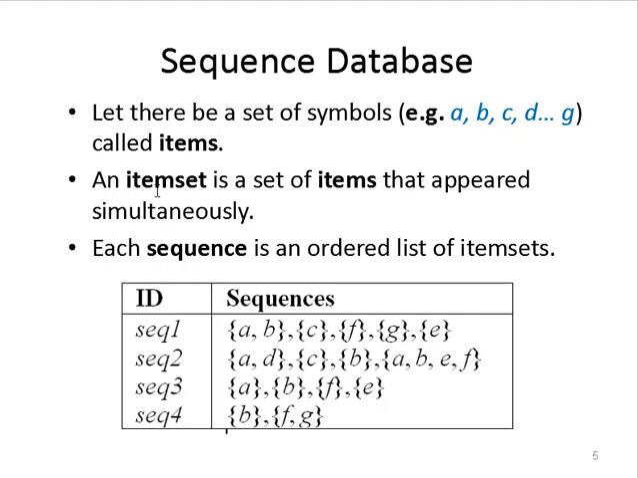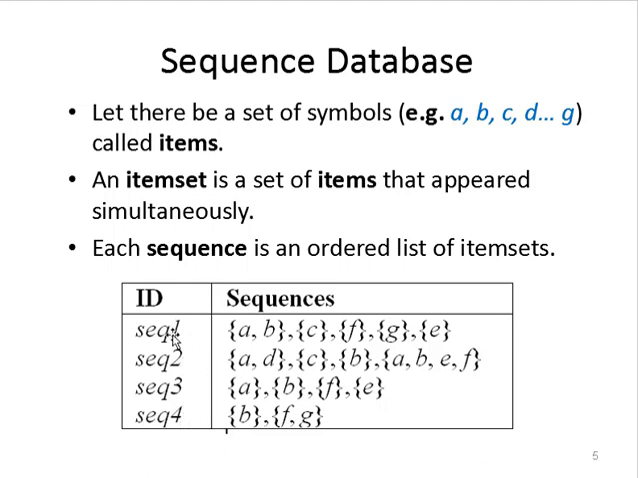And we say an itemset is a set of items or symbols that appear at the same time. And a sequence is an ordered list of itemsets. So let me show you an example of a sequence database. We have a table at the bottom. This table has 4 sequences.